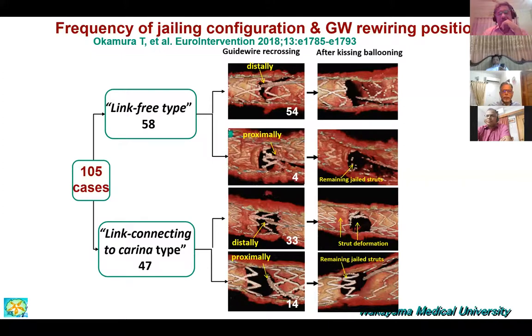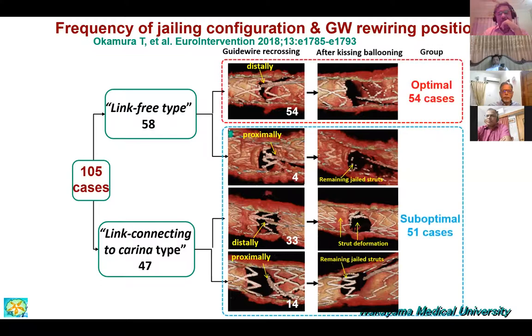Even in the case with a link-free type, the result is suboptimal, but the final result is nearly 50-50. So it is important to select the distal cell. And if there is some poor condition, it might be better to leave it alone, I think.